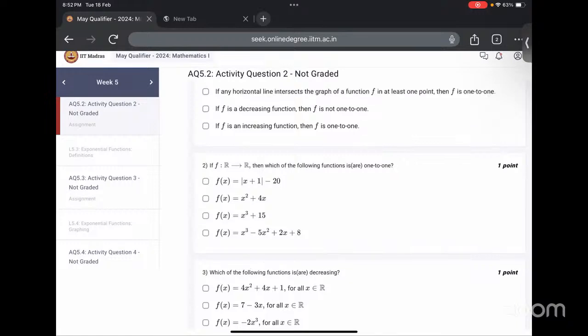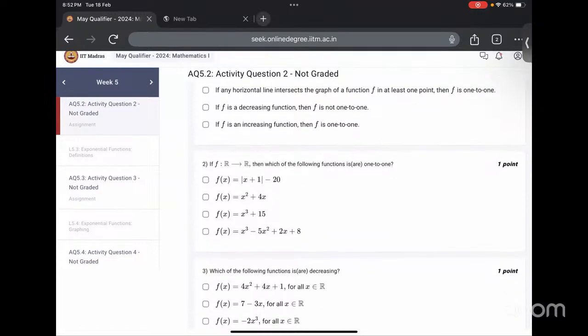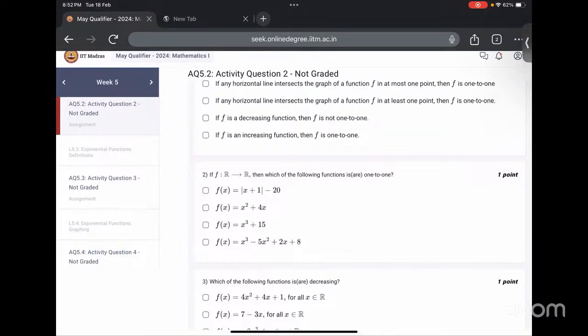Okay, madam. And any modulus function is not one-to-one. Yes, you will find the edge, like a reflecting type of thing. Any modulus function is not one-to-one. Okay, madam, we can go. 5.3.